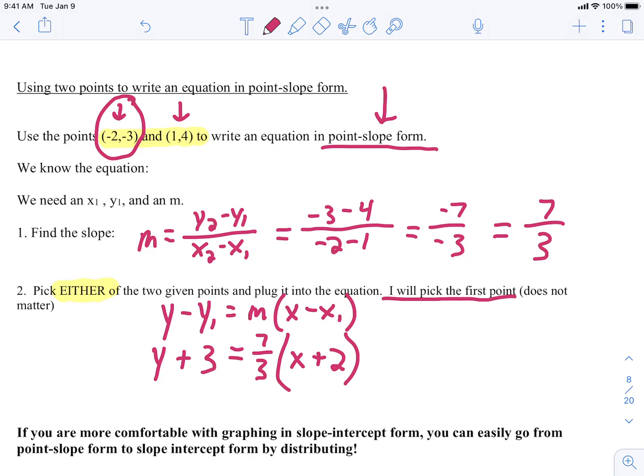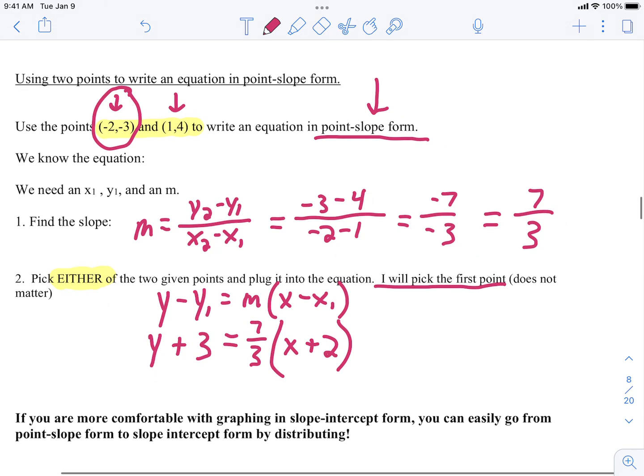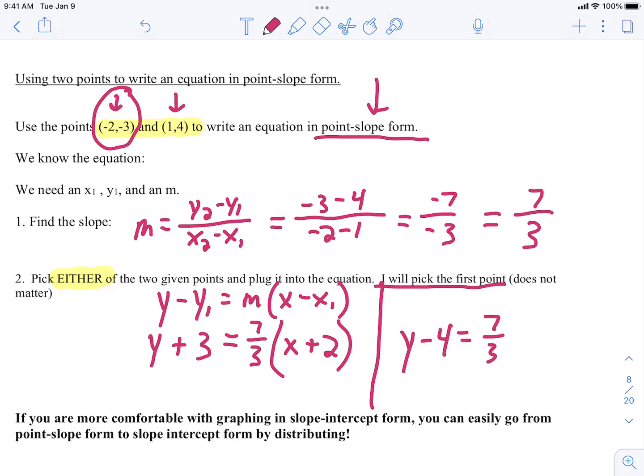If you would have picked the other point, the 1 and the 4, your equation would have been y minus 4 equals 7/3 x minus 1. While they look different, if we would solve this all of the way, which we'll do next, it would give you the same answer. So either one of these is correct for that problem.